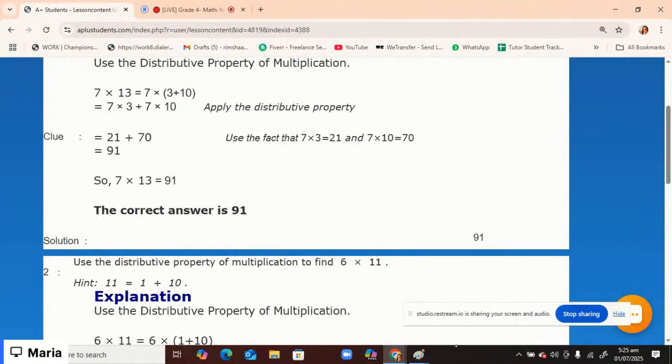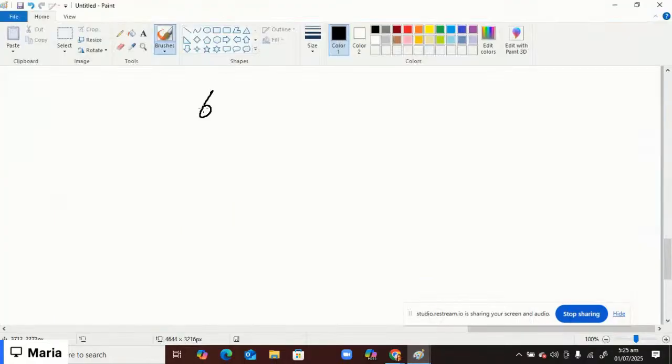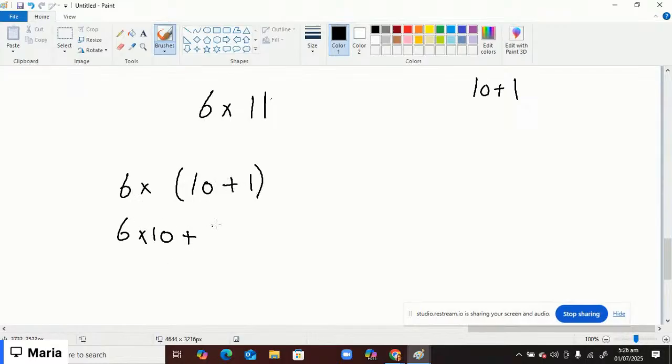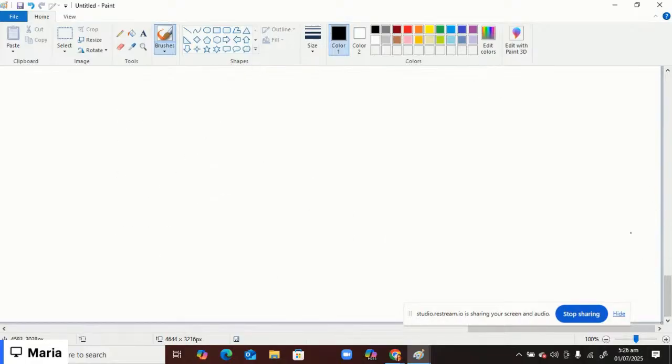For example, they gave us 6 times 11, and they gave you the hint. So 6 as it is, times and plus 1. Multiply separately 6 times 10 plus 6 times 1. 6 times 10 is 60. 6 times 1 is 6. The answer is 66. Okay, let's discuss the next.